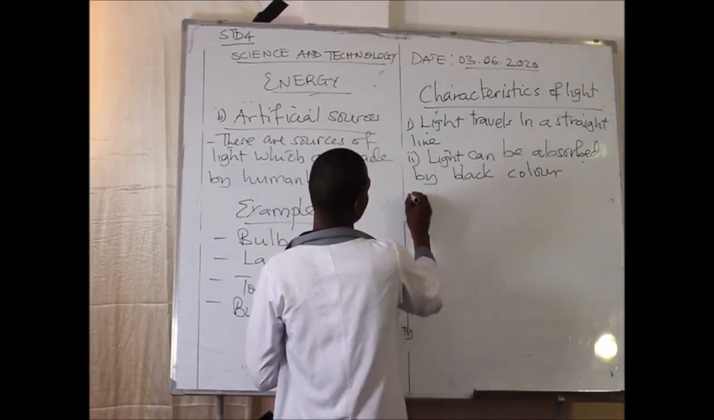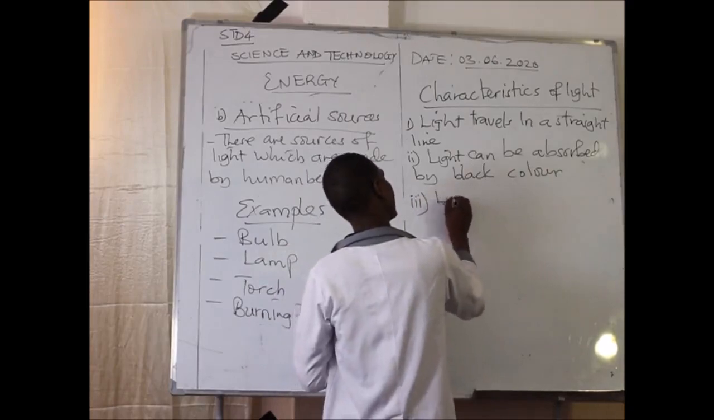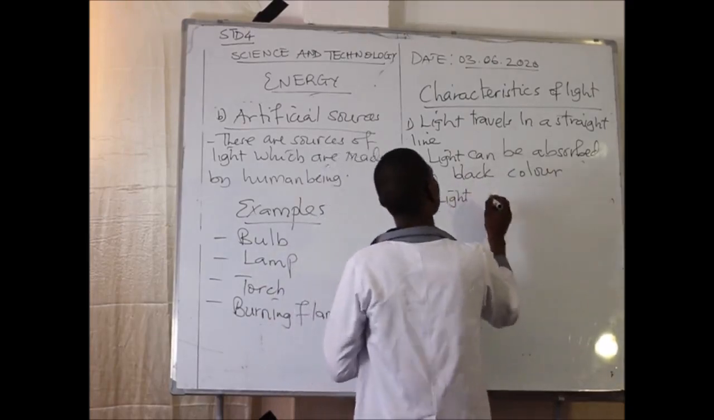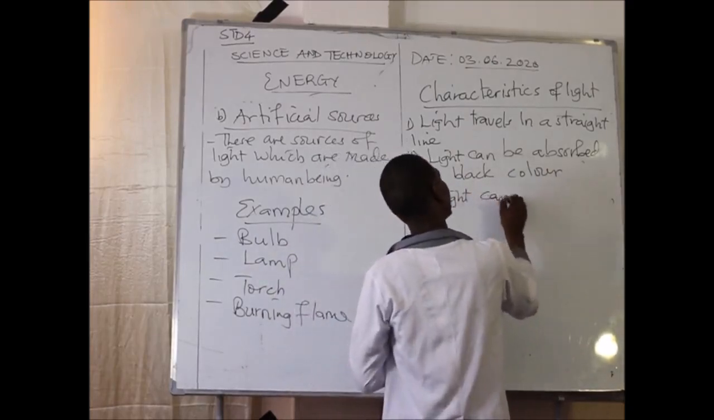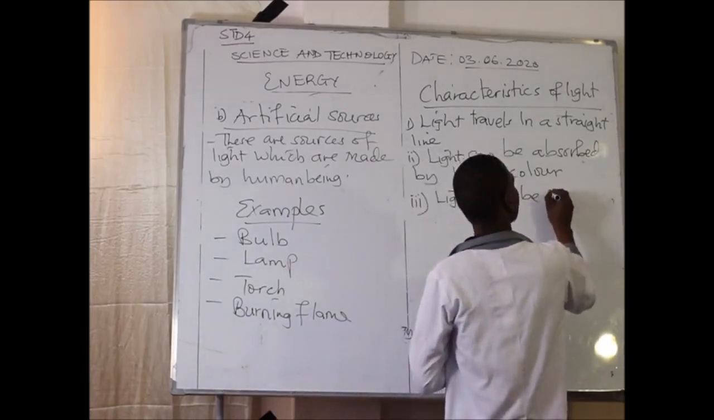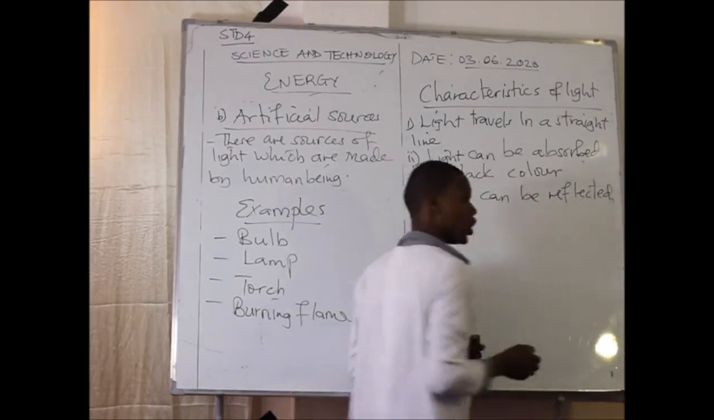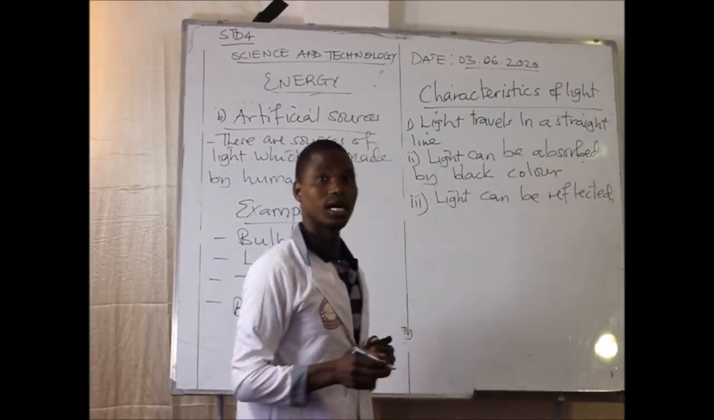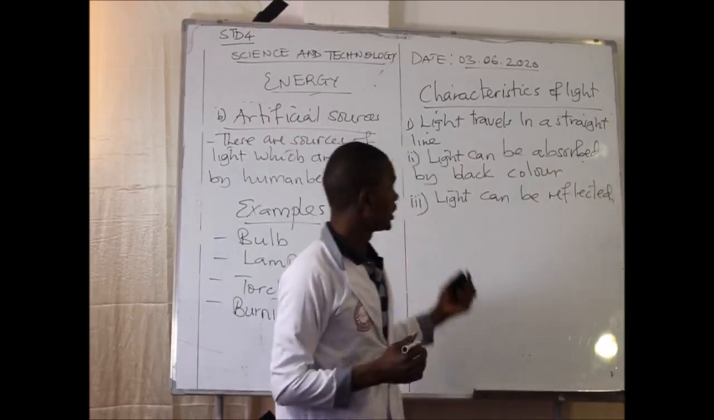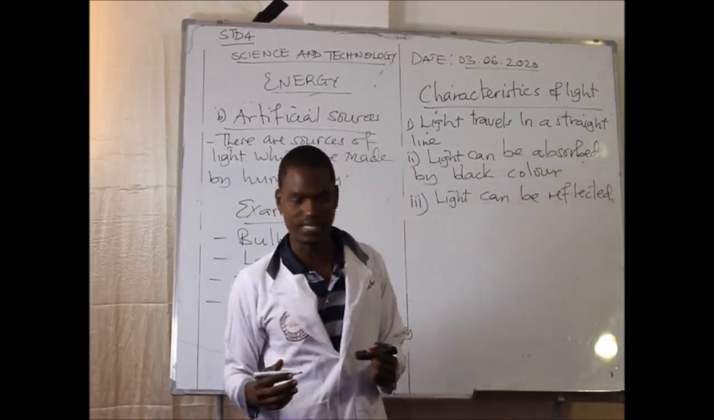The third one, light can be reflected. Light can be reflected when it falls on a shiny or polished surface.